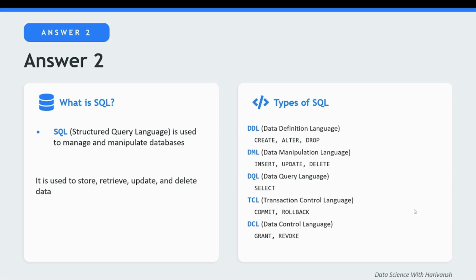By comprehensively understanding these five pillars, DDL, DML, DQL, TCL, and DCL, you possess the complete foundational roadmap to build, secure, and navigate any enterprise database system with absolute confidence. Keep practicing these concepts and you will be fully prepared to take your next data science interview.